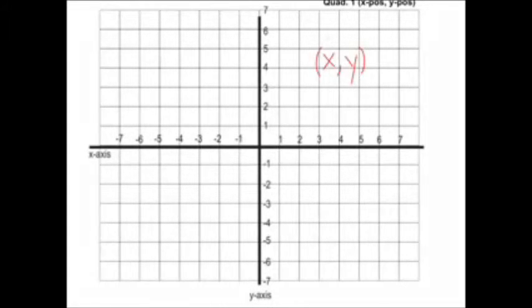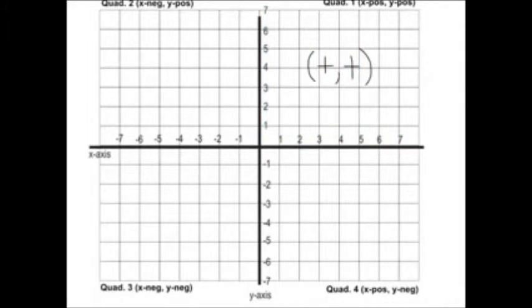In quadrant number 1, all x and y values will always be positive. In quadrant number 2, all x values are negative and all y values are positive. In quadrant number 3, both the x and the y values will be negative, and in quadrant number 4, the x values are always positive and the y values are negative.